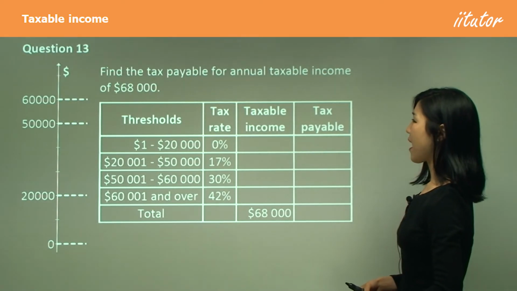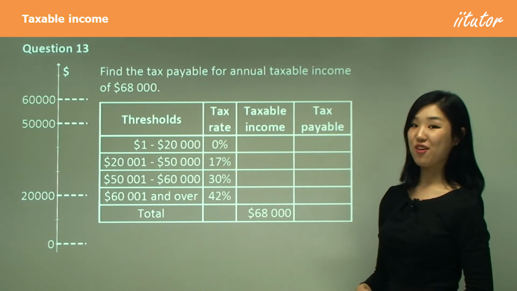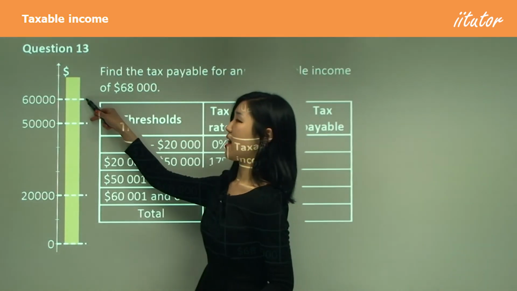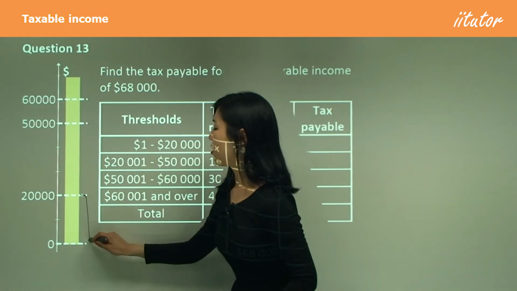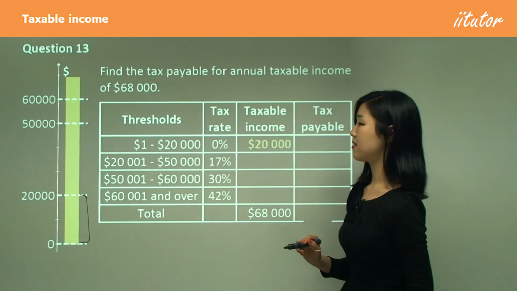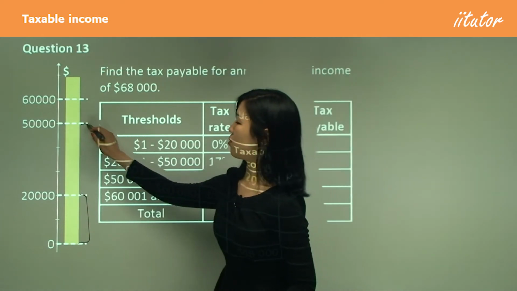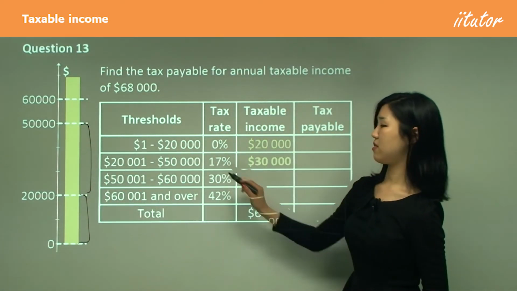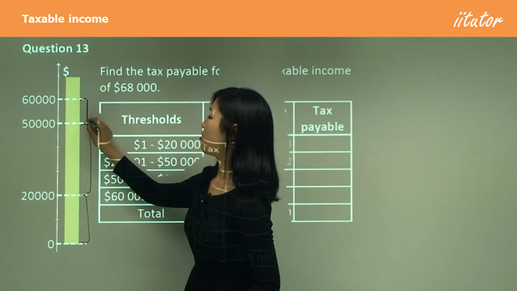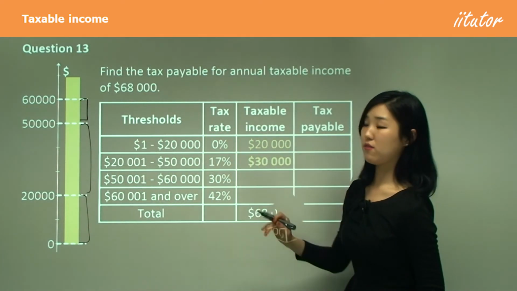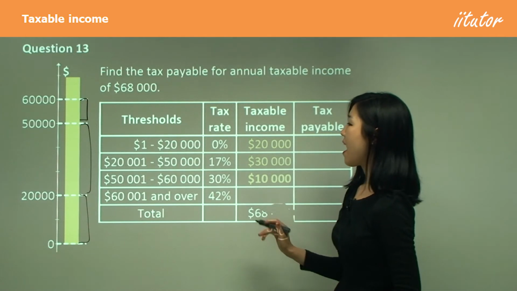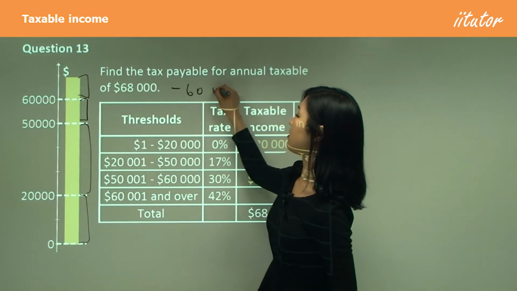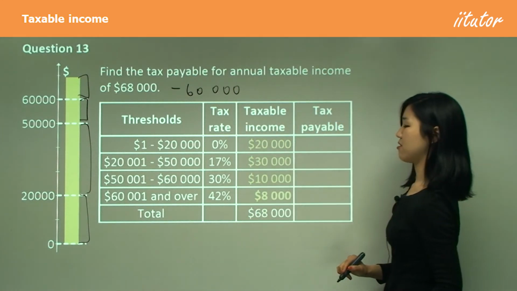Find the tax payable for annual taxable income of $68,000. So getting bigger, isn't it? So $68,000 is definitely greater than 60,000. It's going to be above there somewhere. This much, 0% tax. Now this much, which is the difference of 50,000 and 20,000, 30,000, 17%. And this much, it's simply 60,000 minus 50,000, which is 10,000. And then to get this much, we need to go 68,000 minus the 60,000, which is $8,000.